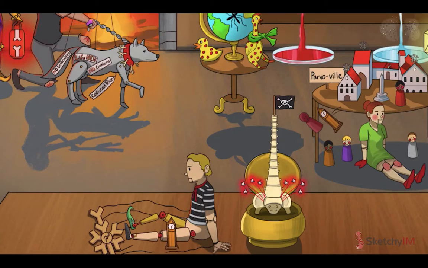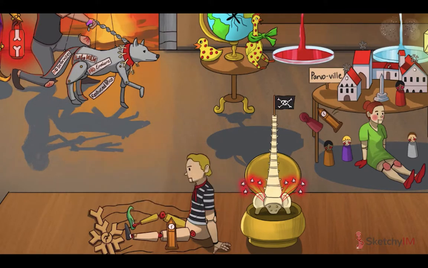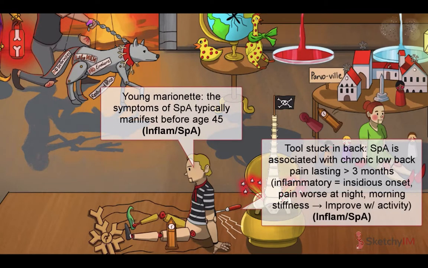And there are some important features that they all share, even though you won't necessarily see every feature in every patient. Spondyloarthritis literally means arthritis of the spine. This is one of the major shared features of the spondyloarthritis syndromes: inflammation of the axial joints, especially the sacroiliac joints. This is symbolized by the spondylosacroiliac Eiffel Tower. A common presenting symptom is low back pain lasting more than 3 months. These symptoms typically manifest before the age of 45.